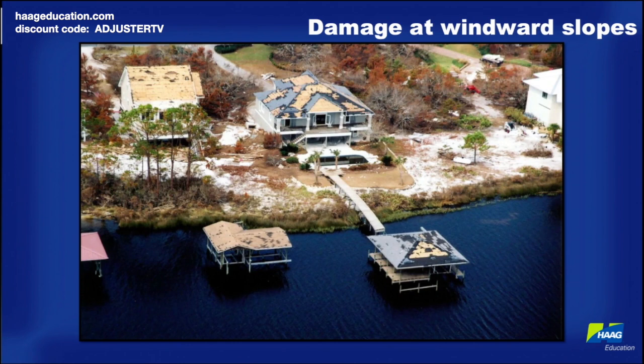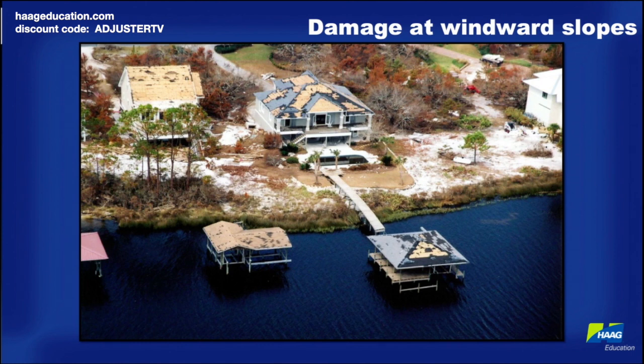This is a picture here. Maybe these are some lake houses. You've got boat houses out there. You've got a little bit of a dock going out to the boathouse. And then you've got the main houses in the background. So look at the damage to the windward slopes. Let's start with the boathouse in the lower right of the photograph.